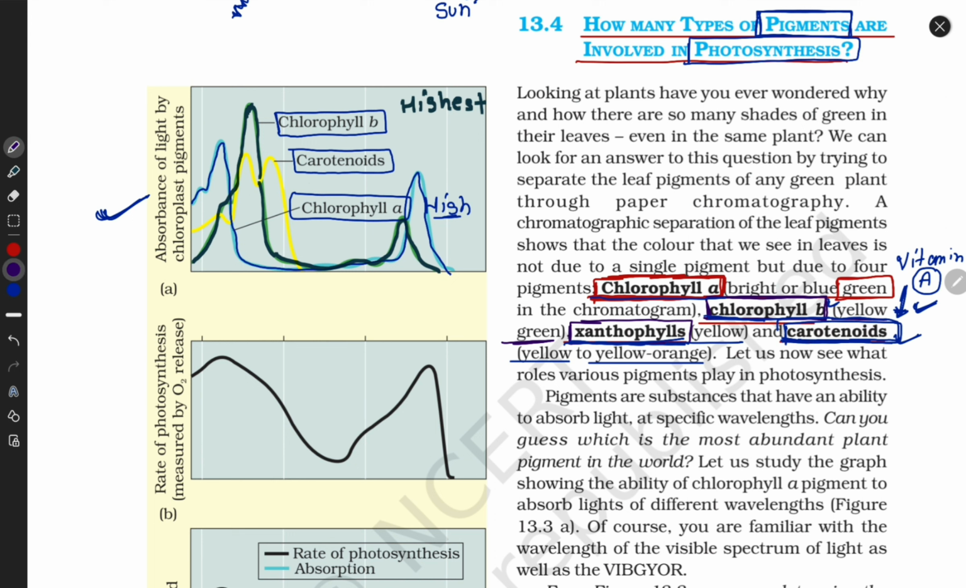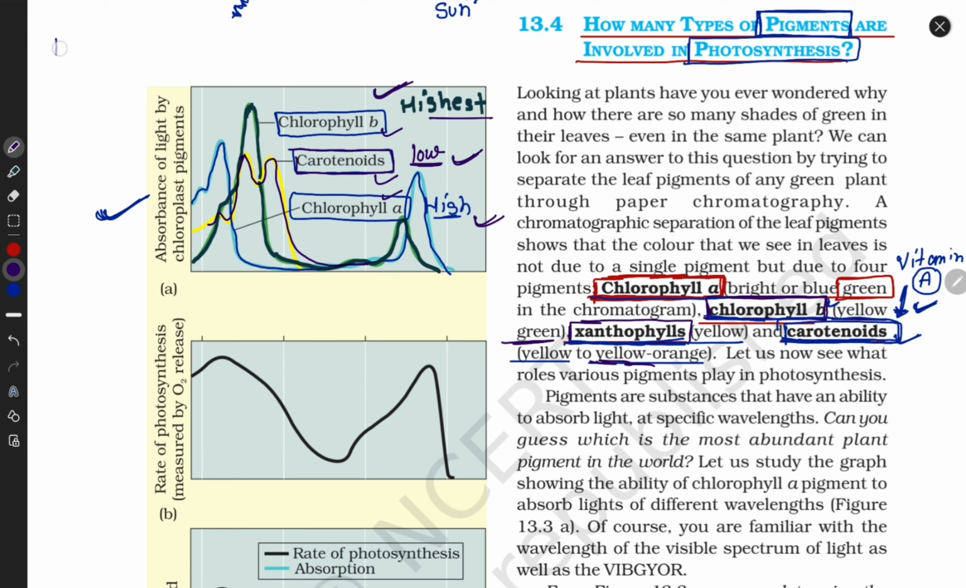And next, the lowest light is absorbed by carotenoid. Lowest means low absorption of light. They also absorb a high light amount. But comparing chlorophyll B, chlorophyll A and carotenoids, the highest absorption is done by chlorophyll B. And this is the peak, the yellow peak. Carotenoids, look at here, yellow in color, isn't it?